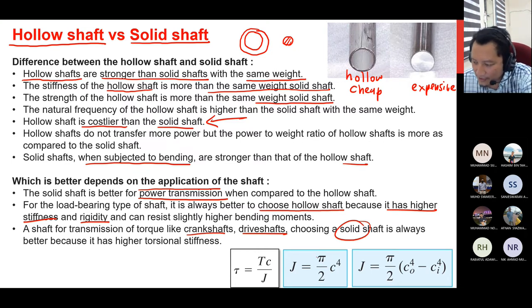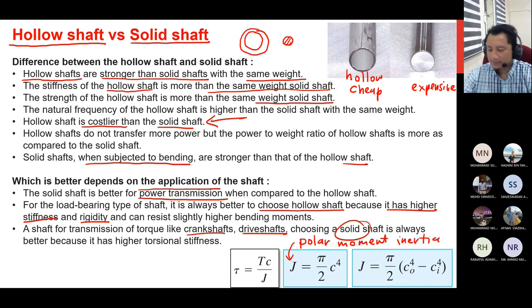So one thing that we need to know is that there is something called J. J is polar moment inertia. Polar moment inertia. So polar moment inertia, J is for, this one is for solid. Solid. This one is for hollow. Hollow dia ada outer diameter tolak dengan inner diameter lah.